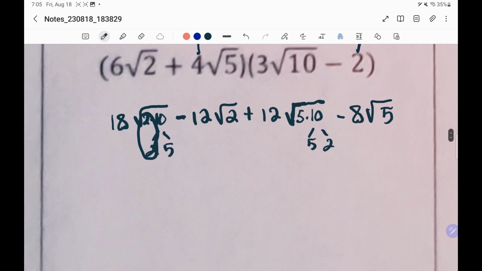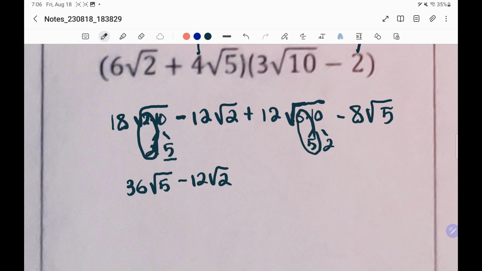For example, right here, we have a group. What do we do with the groups? We put them outside. So this one's going to be 2 times 18, which is 36, square root of 5. Then minus 12 square root of 2. That one doesn't change. That one's going to stay the same. Now over here, what 2 numbers do I have? 5 and 12. If I'm multiplying them together, I get 60, square root of 2, minus 8 square root of 5.